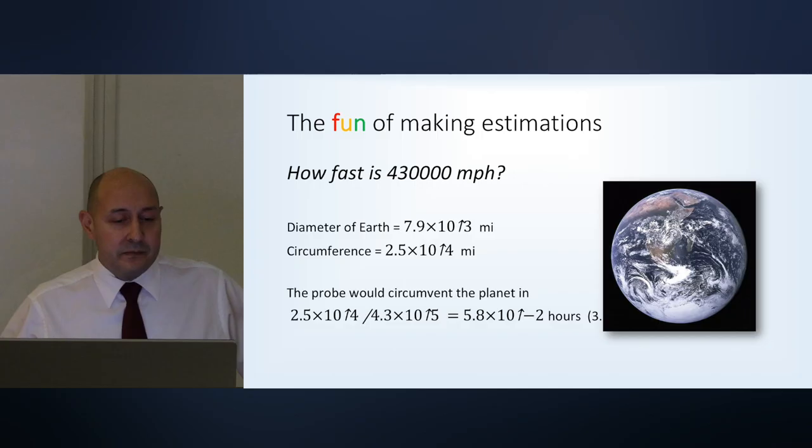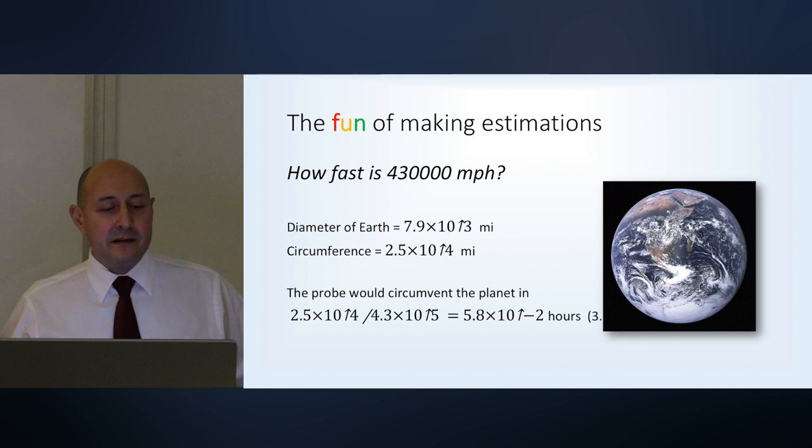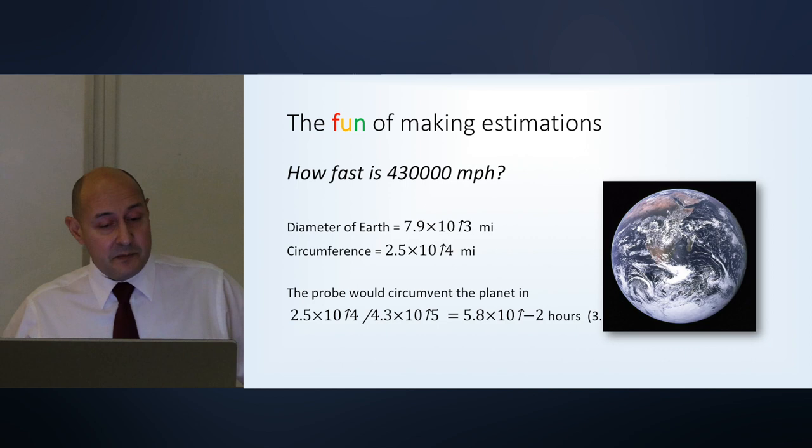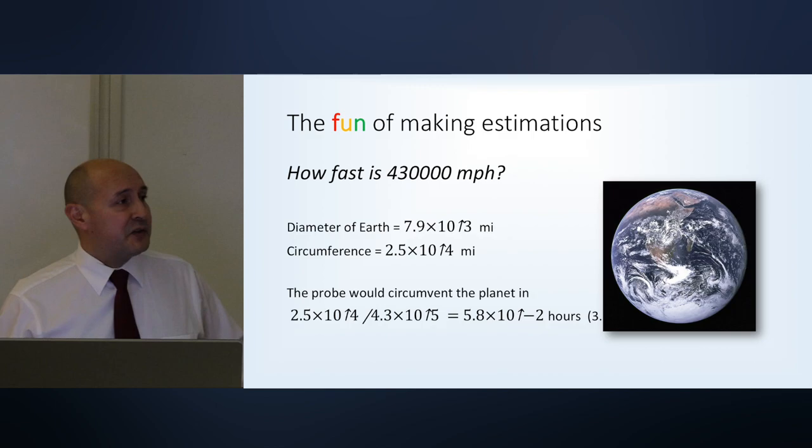So I thought, how long is it going to take this probe, at that speed, to go around the Earth? That's very easy because we know some information, like the diameter of Earth. It's 7.9 times 10 exponent 3 miles. So we multiply by pi and we get the circumference of Earth. So now a very easy calculation is just the probe will circumvent the planet. Here is the speed, and this is the circumference in miles. So that gives you 5.8 times 10 power negative 2 hours, which is essentially 3.5 minutes, all right?